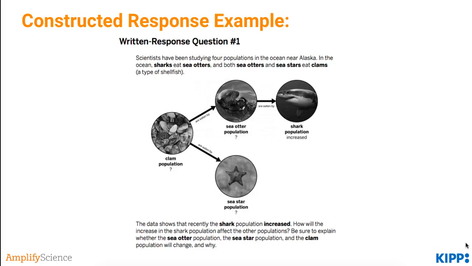Let's look at one of the short response questions to get an idea of what students need to be able to show on those. Written response question number 1. Scientists have been studying 4 populations in the ocean near Alaska. In the ocean, sharks eat sea otters, and both sea otters and sea stars eat clams, a type of shellfish. The data shows that recently the shark population increased. How will the increase in the shark population affect the other populations? Be sure to explain whether the sea otter population, the sea star population, and the clam population will change and why. Take a second to write out a response to this question.